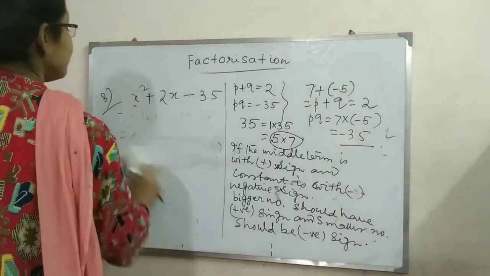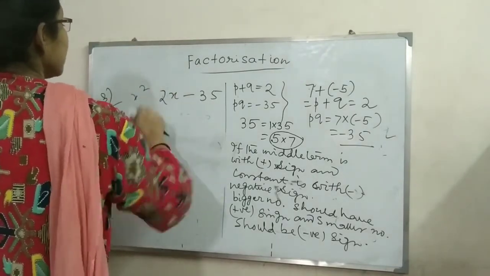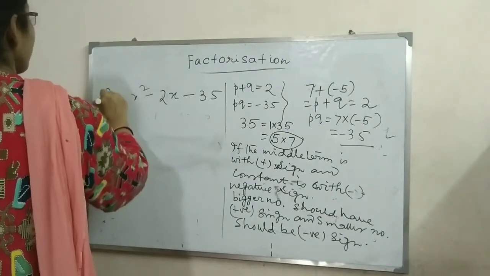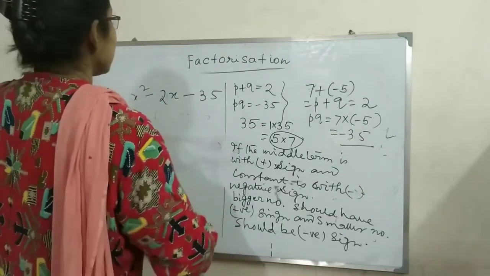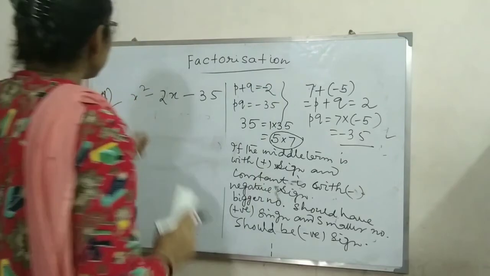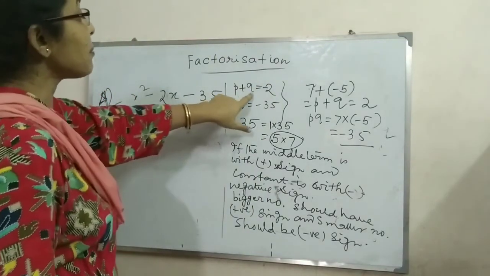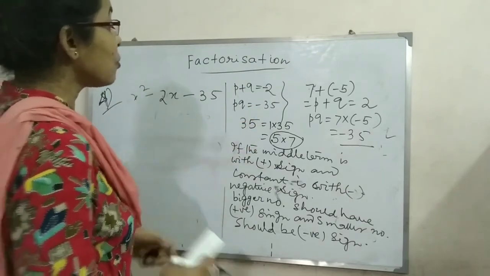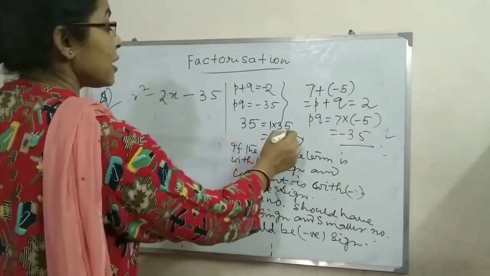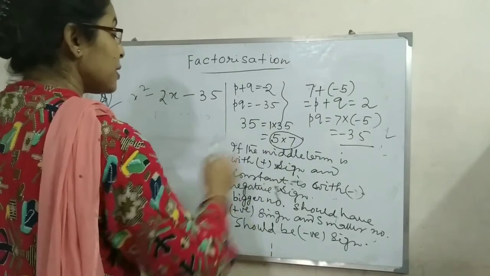This is number 4. Here if I take x square minus 2x minus 35, then p plus q equal to minus 2 and pq equal to minus 35. Here factors of 35 are 1 into 35 and 5 into 7.